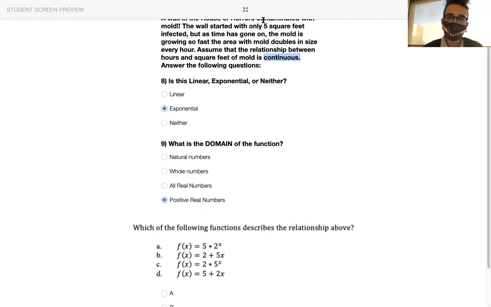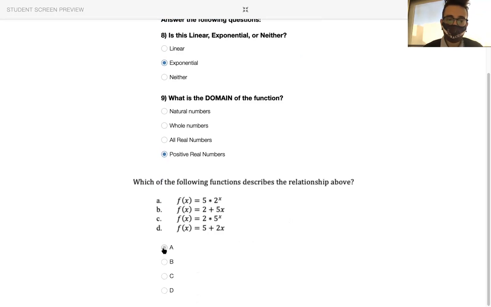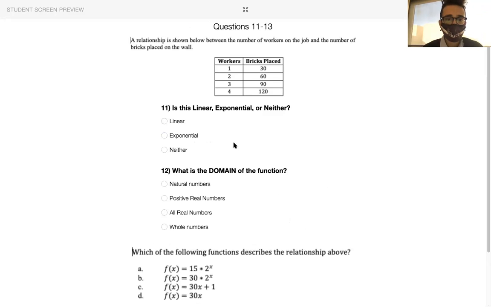Again, this was starting with 5. It multiplies with 2 x times. So A is the best. This is, well, starting with 30, then jumps to 60, then to 90. Hopefully we can see that from here to here, this adds 30. Here to here, this adds 30. Here to here, it adds 30. Whereas over here, it just adds 1. So that's a big deal.